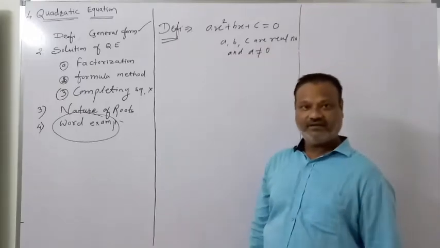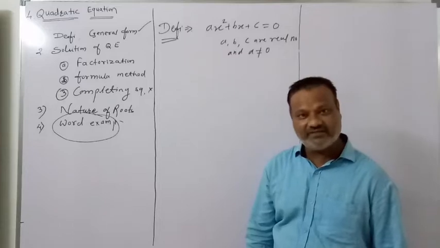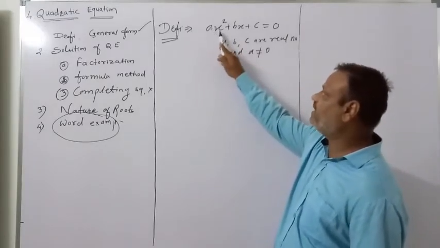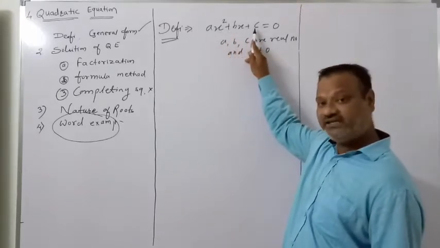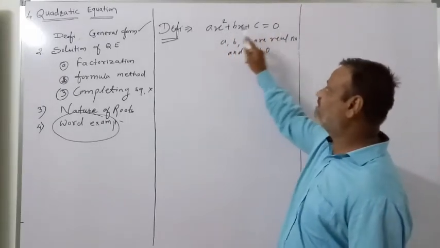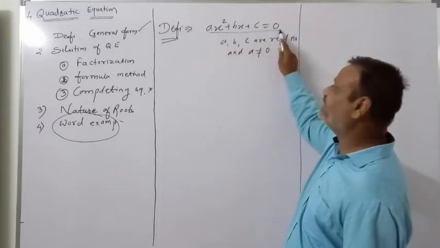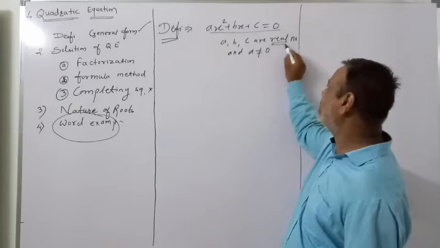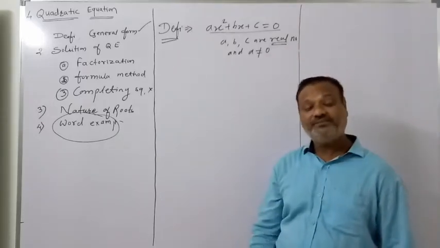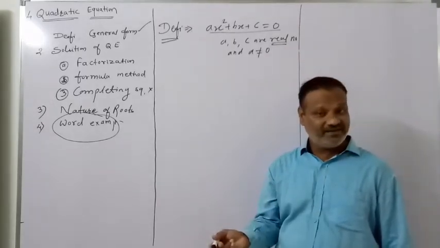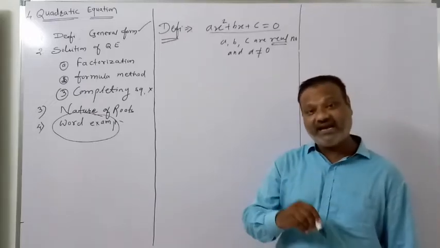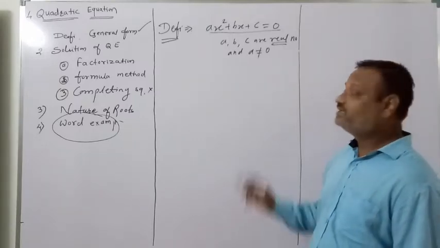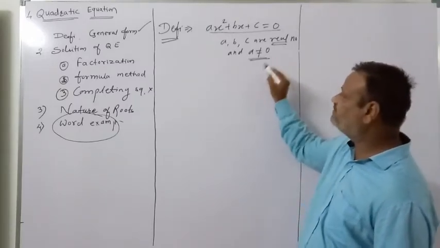What is the general form of quadratic equation? An equation of the form ax square plus bx plus c is equals to 0. This is the general form of the quadratic equation where a, b, c are the real numbers. Real number means what? Either they are rational or irrational, but they should be real. The second condition is that a is not equals to 0.